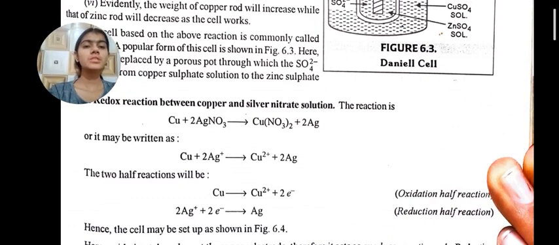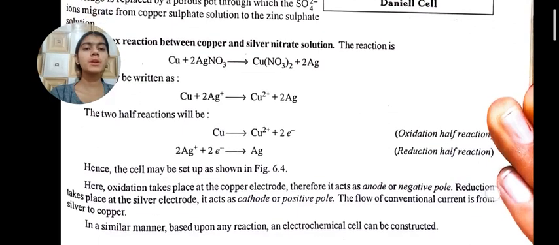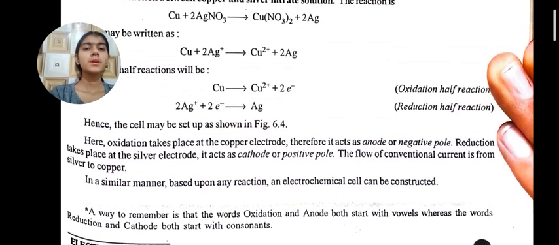The two half reactions will be Cu goes to Cu2+ plus 2 electrons, whereas 2 silver ions plus 2 electrons go to silver atoms. Hence the cell may be set up as shown in figure 6.4. Here oxidation takes place at the copper electrode, therefore it acts as anode or negative pole. Reduction takes place at the silver electrode, it acts as cathode or the positive pole. The flow of conventional current is from silver to copper.